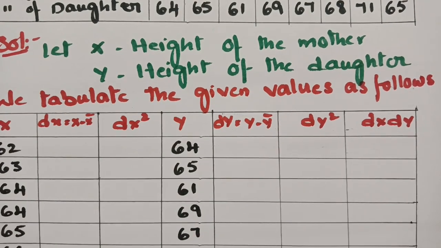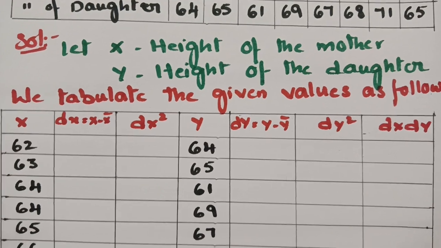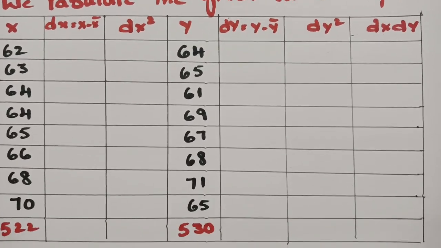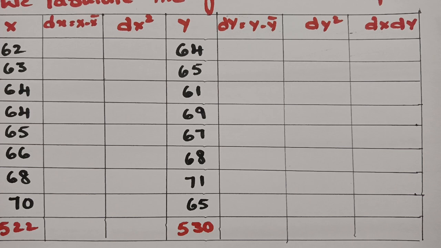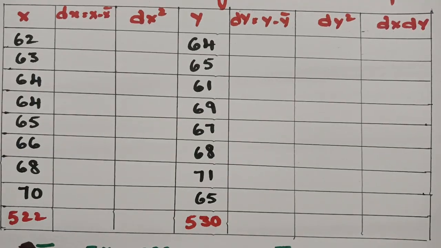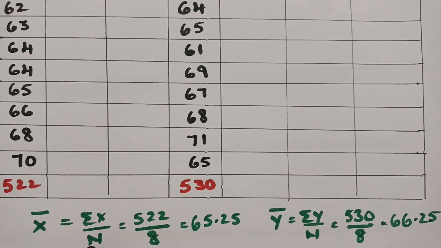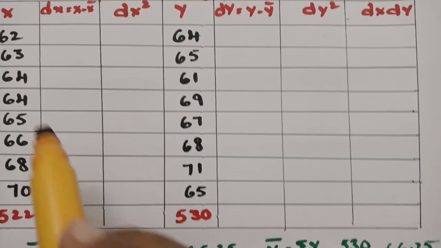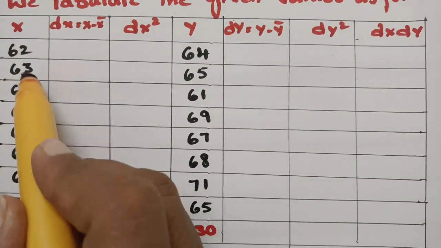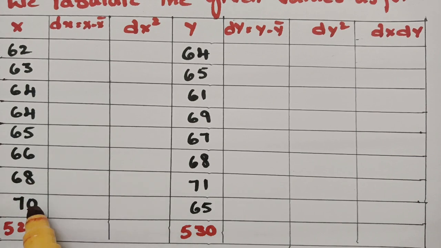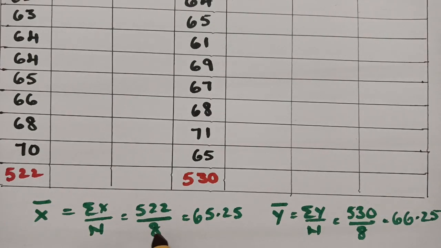We tabulate the given values as follows. So here the x values and y values are given like this. Clear? And now we have to find the mean x bar. For all the x series, we make a total, that is 522. So x bar will be sigma x by n, that is 522 by n, the number of observations: 1, 2, 3, 4, 5, 6, 7, 8. So we have to divide by 8. So this is 65.25.